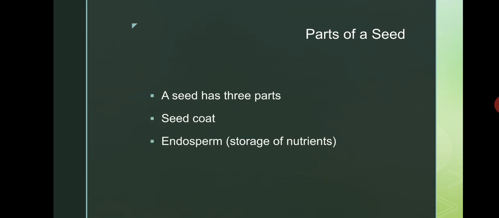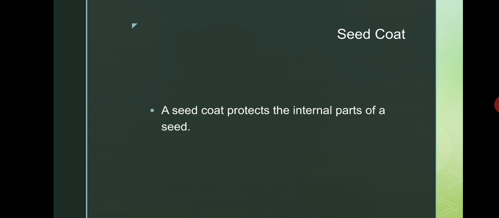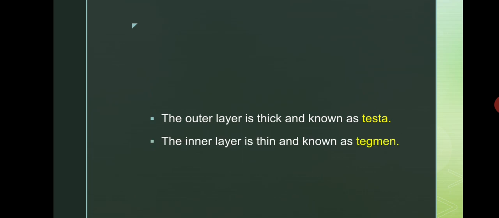First, parts of a seed. Yesterday we learned that a seed mainly has three parts, that is seed coat, endosperm, that is storage of nutrients, and embryo. First, seed coat. Seed coat is the external covering of a seed. It protects the internal parts of a seed. It consists of two layers. First, testa, and second, tegmen. The outer layer is thick and known as testa. The inner layer is thin and known as tegmen.